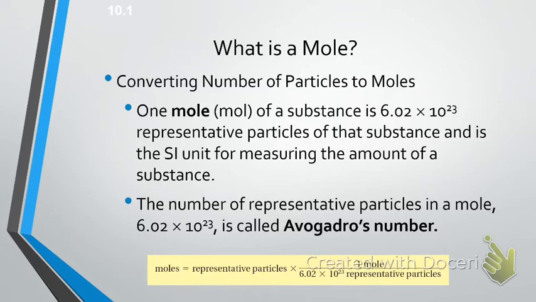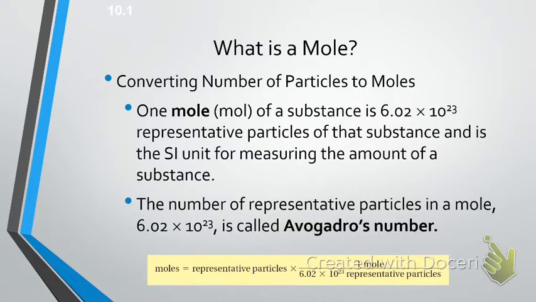So what is a mole? A mole of a substance is 6.02 times 10 to the 23rd representative particles. It's our SI unit for measuring substance. It is a measure like a dozen. A dozen is 12 eggs or 12 apples. If we talk about a gross of pencils, it's 12 times 12, 12 dozen, or 144. It's just a number for a large number of particles.